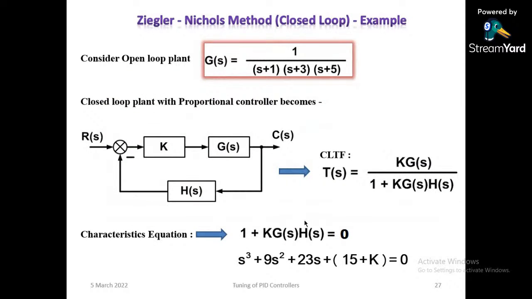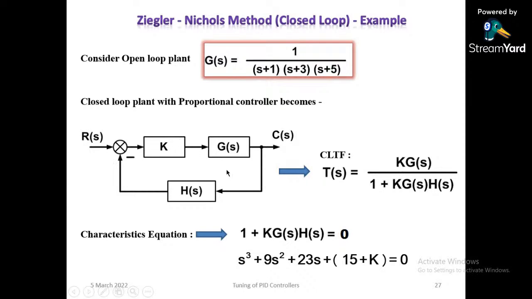Now we'll take a simple example. Consider the open loop plant. Let G of S be equal to 1 upon (S plus 1)(S plus 3)(S plus 5). Okay. Now I will make a closed loop, and then I'll use only proportional control. You can see G of S, open loop. I've taken a feedback, which means closed loop banala, and in that I'm using only a proportional controller. Let it be Kp or K.